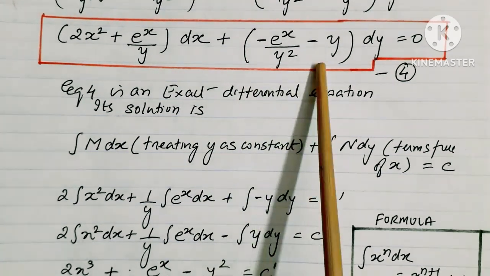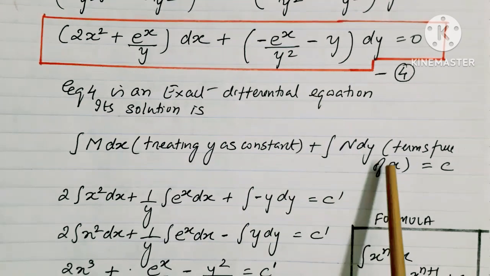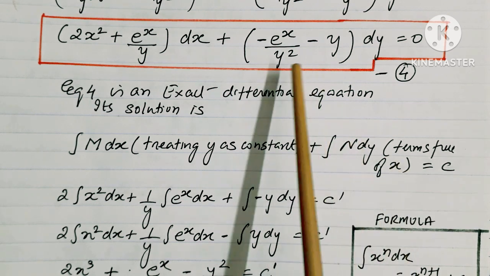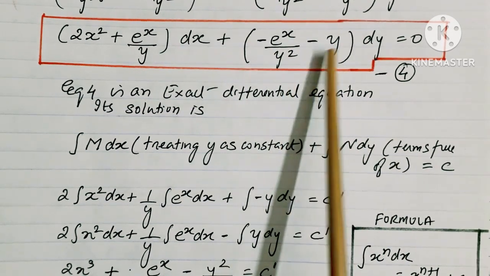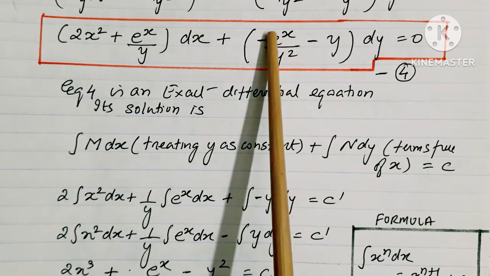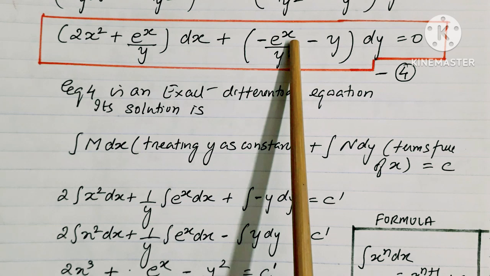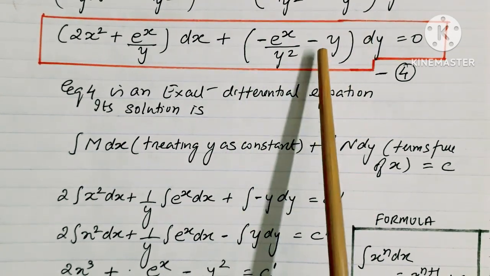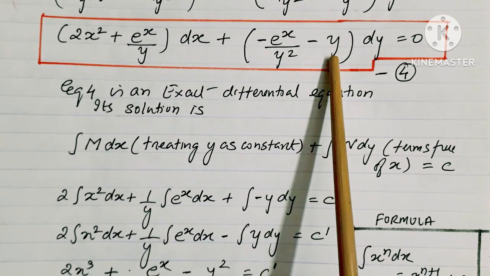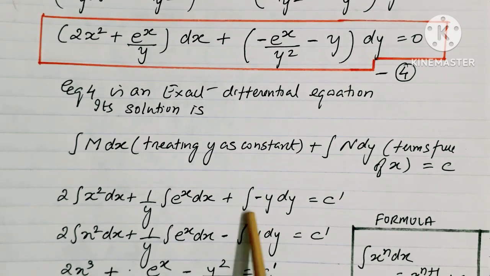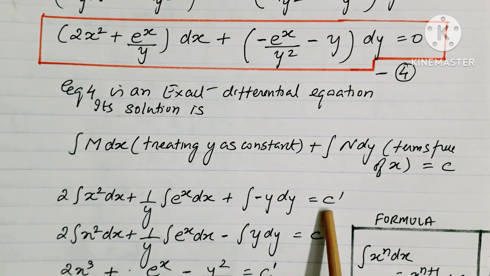now we'll have to integrate n with respect to y and we'll have to integrate only those terms in n which are free of x. Now n is equal to minus e raised to x upon y square minus y. Now the first term in n has e raised to x in the numerator, so we'll have to neglect this term. The second term in n is minus y and this term is free of x, so we'll have to integrate this. So this would be plus integral minus y dy is equal to some constant c dash.